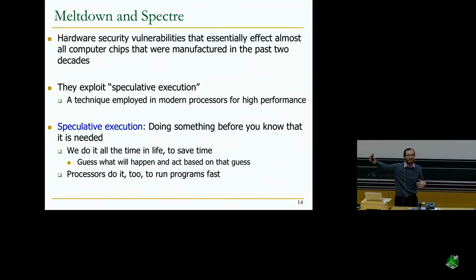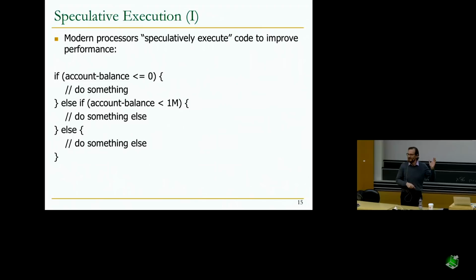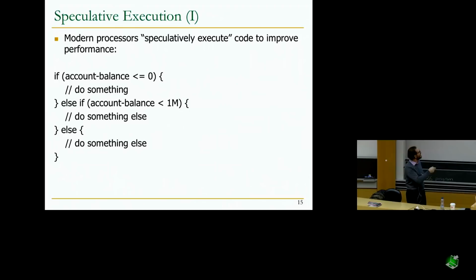Okay, let me give you an example. This is one example I just cooked up. I don't know who writes this code, certainly not me, but there may be some people who write this code. If your account balance is zero, you do something. If your account balance is less than 1 million, you do something else. Otherwise, you do something else. And this might actually expose some secret data. I don't know. It doesn't matter.